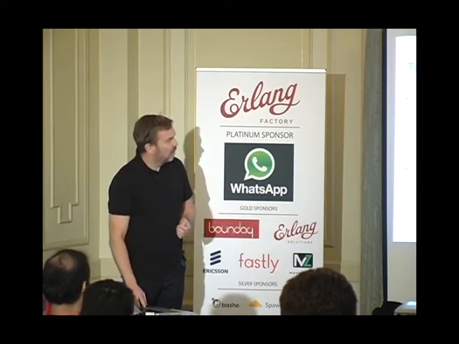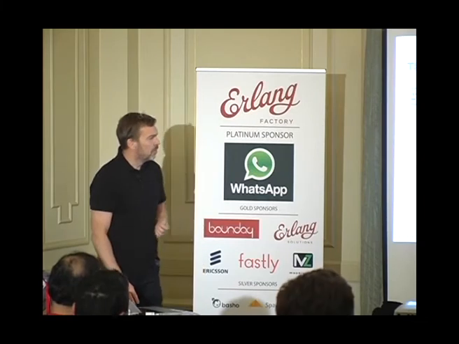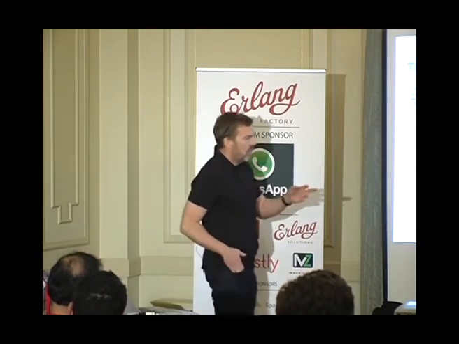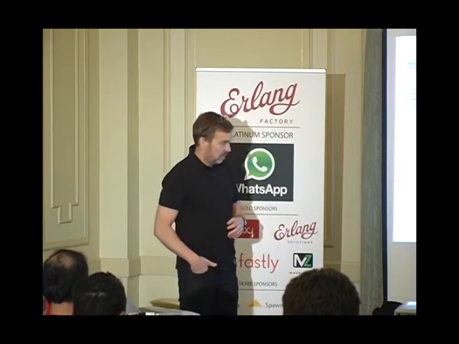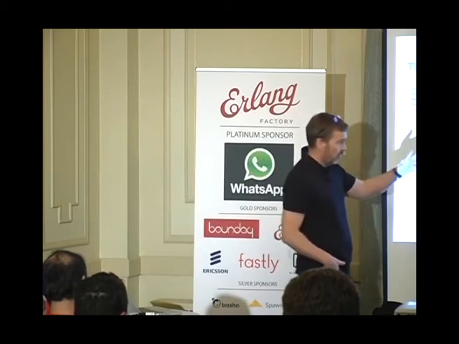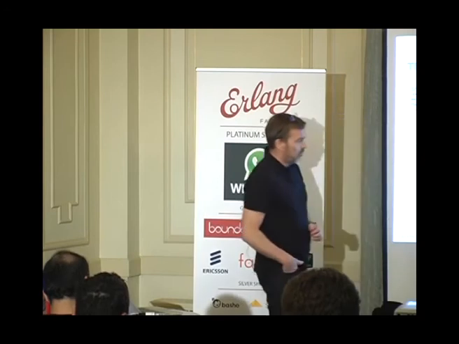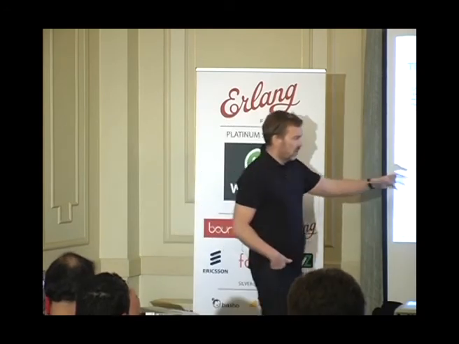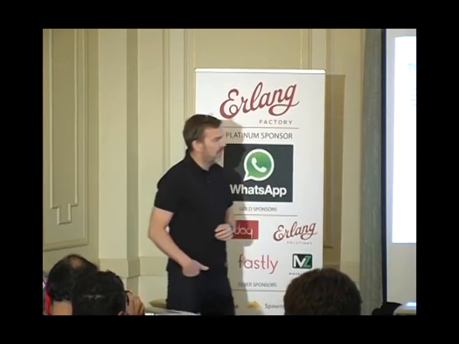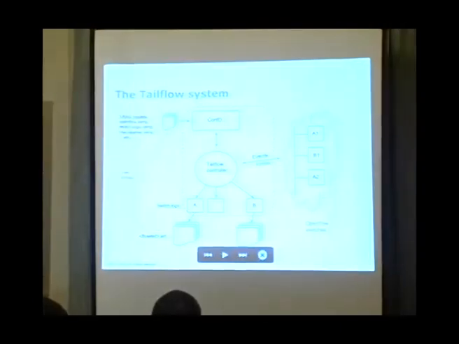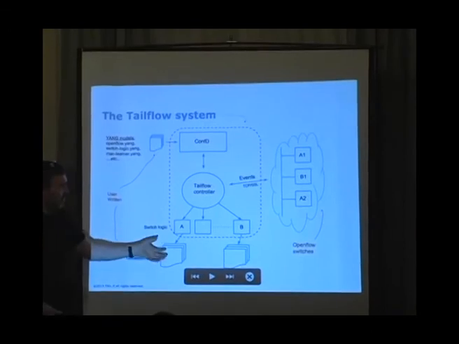If you look at the little picture here, to the right we have the OpenFlow switches generating events coming into the Tailflow controller. This switch logic is looked up by looking at the data path ID, which comes with the event, and then we apply the correct stack of flowlets and start executing here.